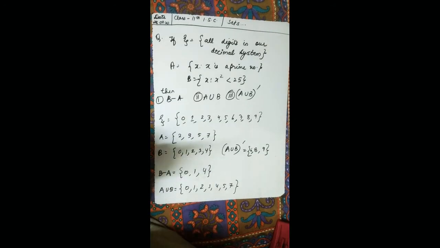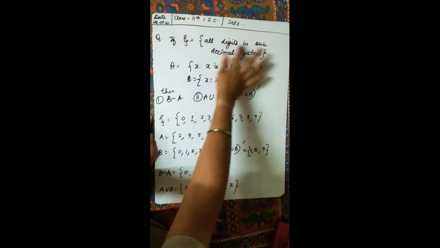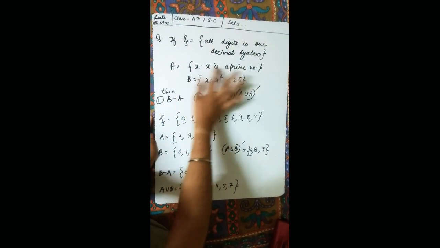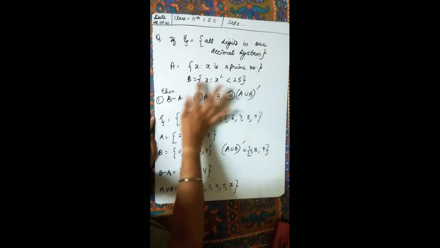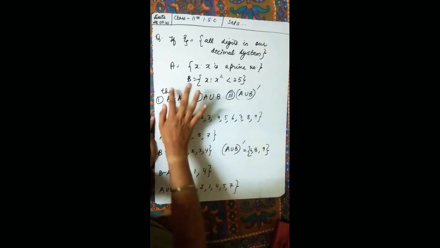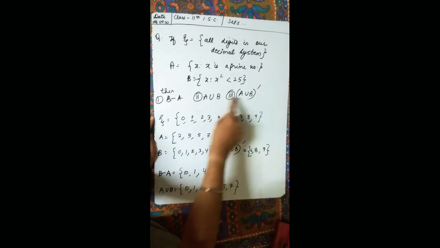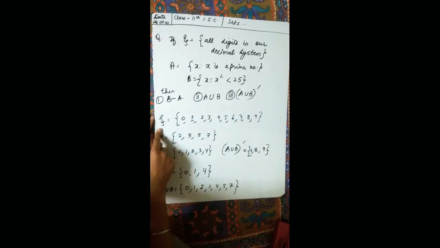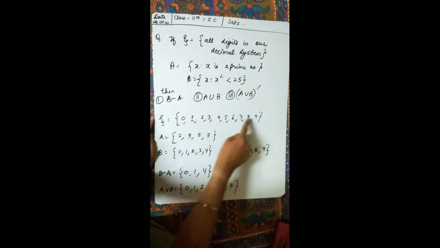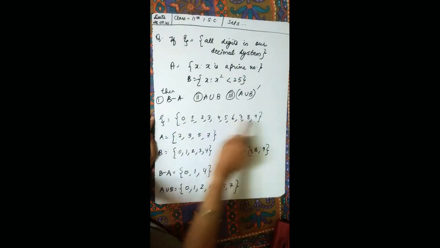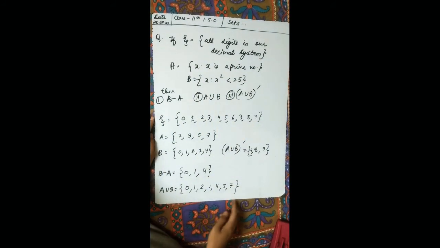Okay, let us understand this question. If the universal set is all digits in our number system, A is x such that x is a prime number, and B set is x such that x square less than 25. Then find B minus A union B the whole complement. So the universal set will be 0, 1, 2, 3, 4, 5, 6, 7, 8, 9 because all the digits in our number system start from 0 and end with 9.